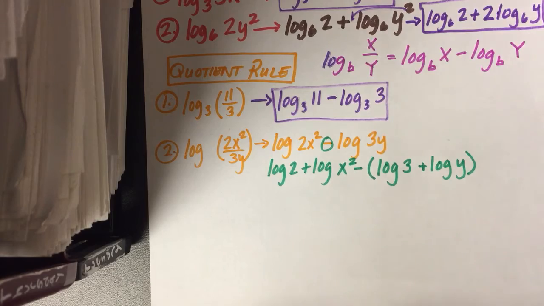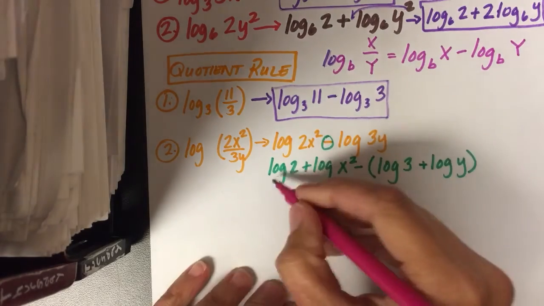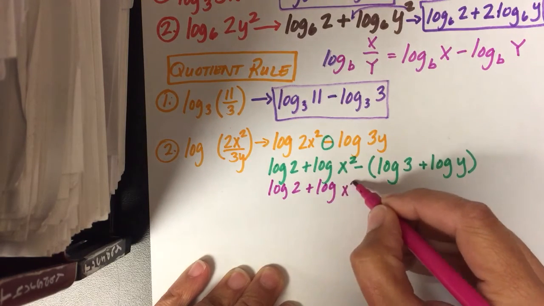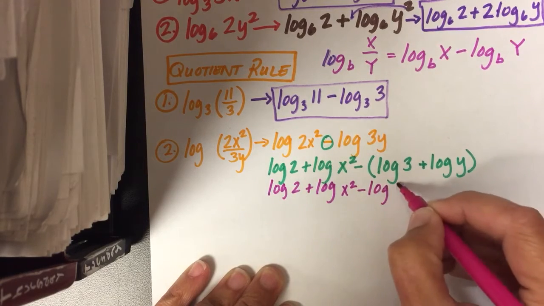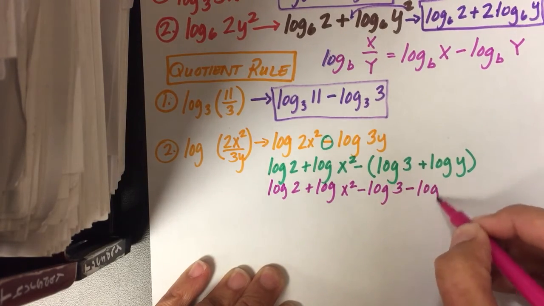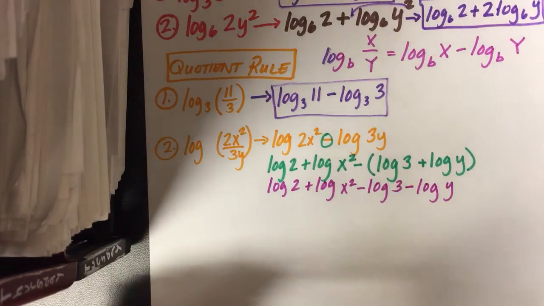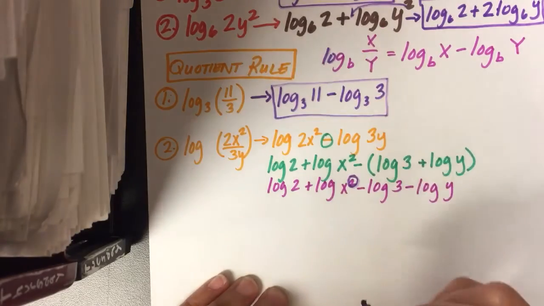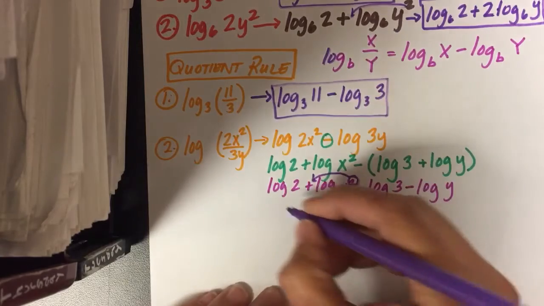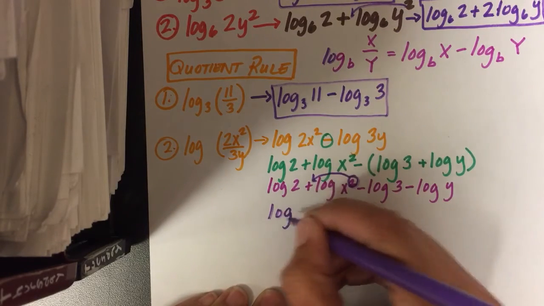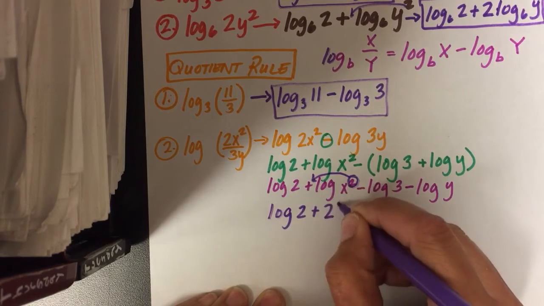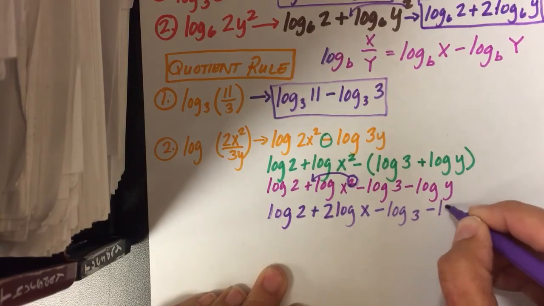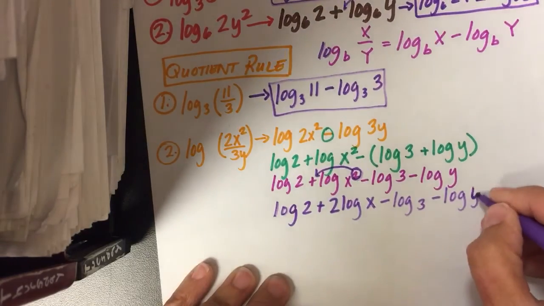So now, let's get rid of those parentheses there. So I'm going to have log of 2 plus log of x squared minus log of 3 minus log of y. You have to be real careful with your signs there. And then I still can take one more step, and that is my power rule. I can take that 2 and put it in front. So my final expanded answer would be log of 2 plus 2 log of x minus log of 3 minus log of y.